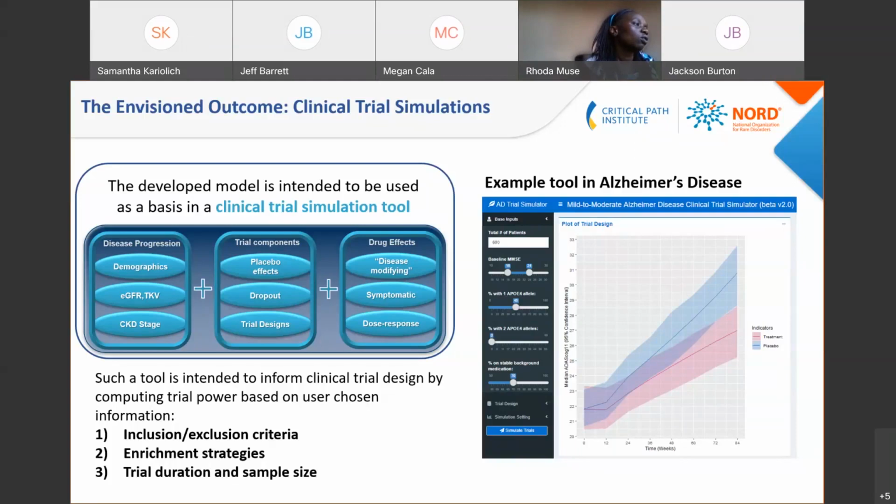Such a tool will be important to inform clinical trial design, where a sponsor could be able to choose the inclusion or exclusion criteria, several enrichment strategies, and trial duration and sample size. So just to show an example that this has been done within CPAC, on the right-hand side, we have such a tool which was developed within the Alzheimer's disease space. And we would envision such a tool for this particular project.